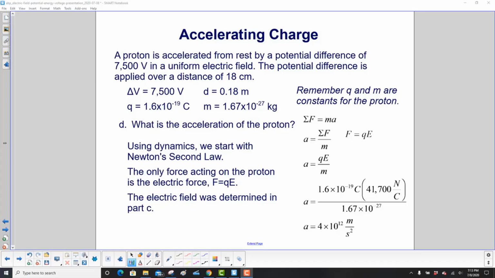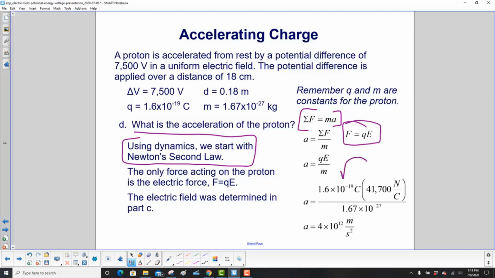Now, instead of kinematics, let's use dynamics. Showing off a little bit here. So we're going to start with Newton's second law like we always do. Sum of the forces is ma. So acceleration is the sum of the forces divided by m. The only force acting here is the electric force. So the acceleration is QE over m. Here's Q. Here's the electric field that we found out. And what else? Here's the mass of the proton that other people found out. You do the numbers, and the acceleration, of course, comes out to be exactly the same. 4 times 10 to the 12th meters per second squared.